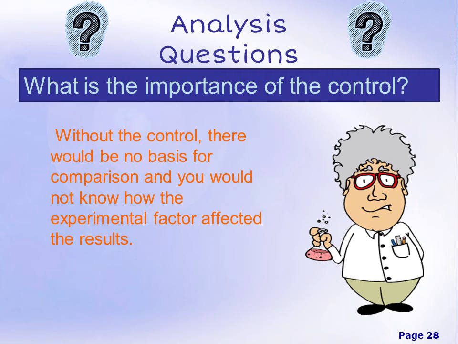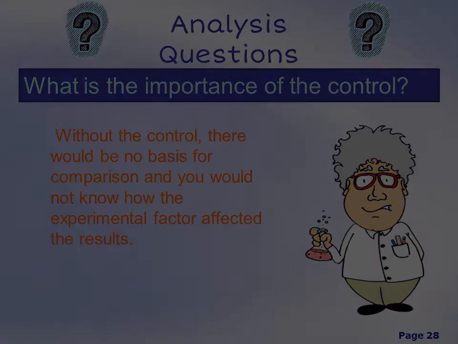And what is the importance of the control? Without the control, there would be no basis for comparison, and you would not know how the experiment factor affected the results. That is, if I change everything in an experiment and my result is different, how do I know which thing caused the change?